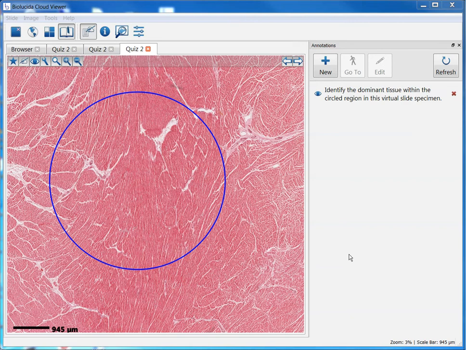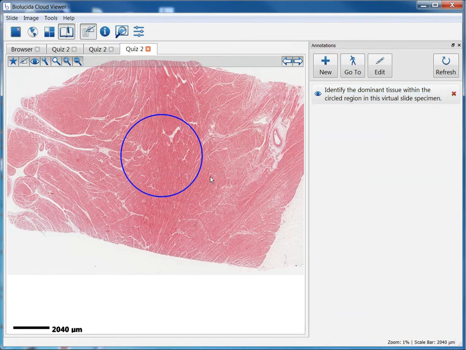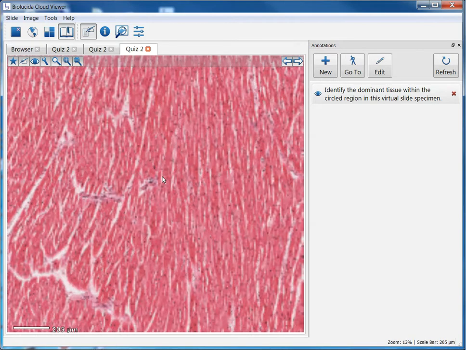Another question that I chose to add a third video reviewing part B of Module 2 quiz. Identify the dominant tissue within the circle region. And so here you can't tell anything about it at this magnification. You need to zoom in on this, and so that's what I'm going to do.